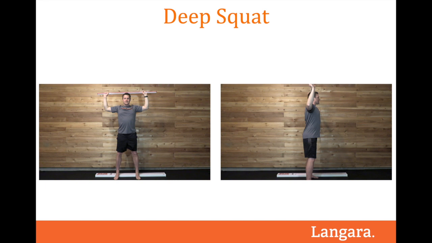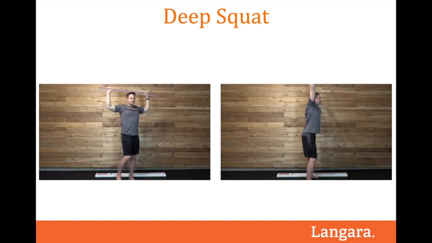Okay, so let's watch the anterior view first. You can see I press the bar or the pipe over my head and I squat down as low as I can, and back up. And then I do it again. I squat down. Now, the lateral view, same thing, press it over, squat down, back up. Keep that position, squat down, maintain that position, squat up.